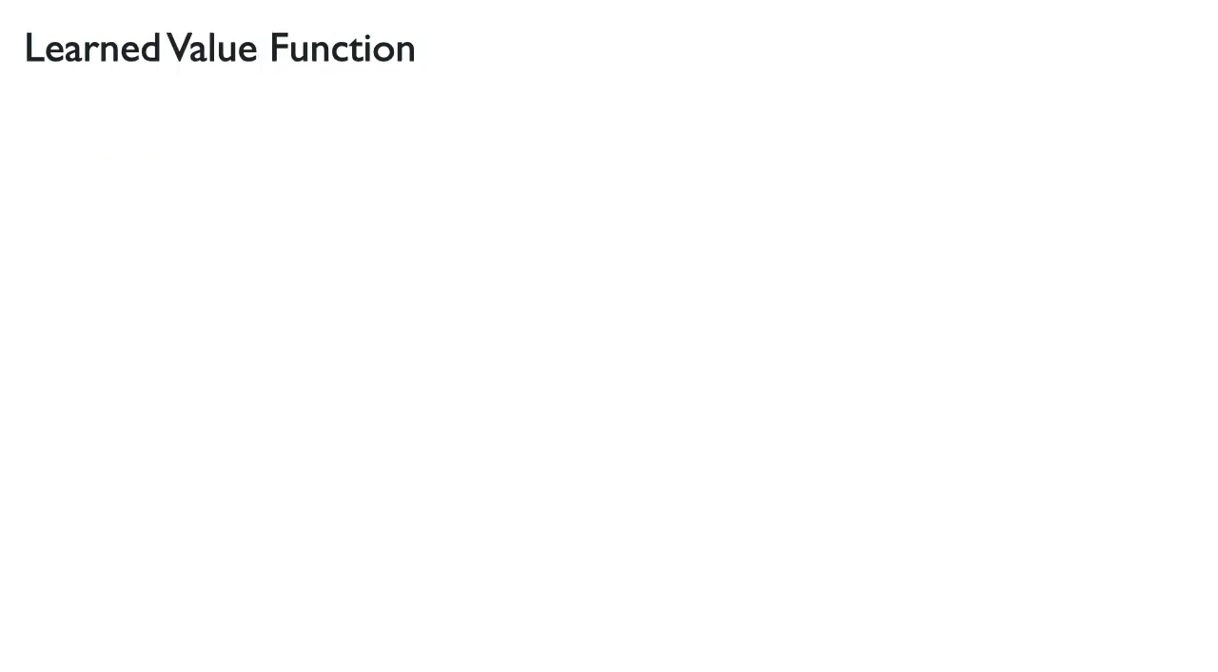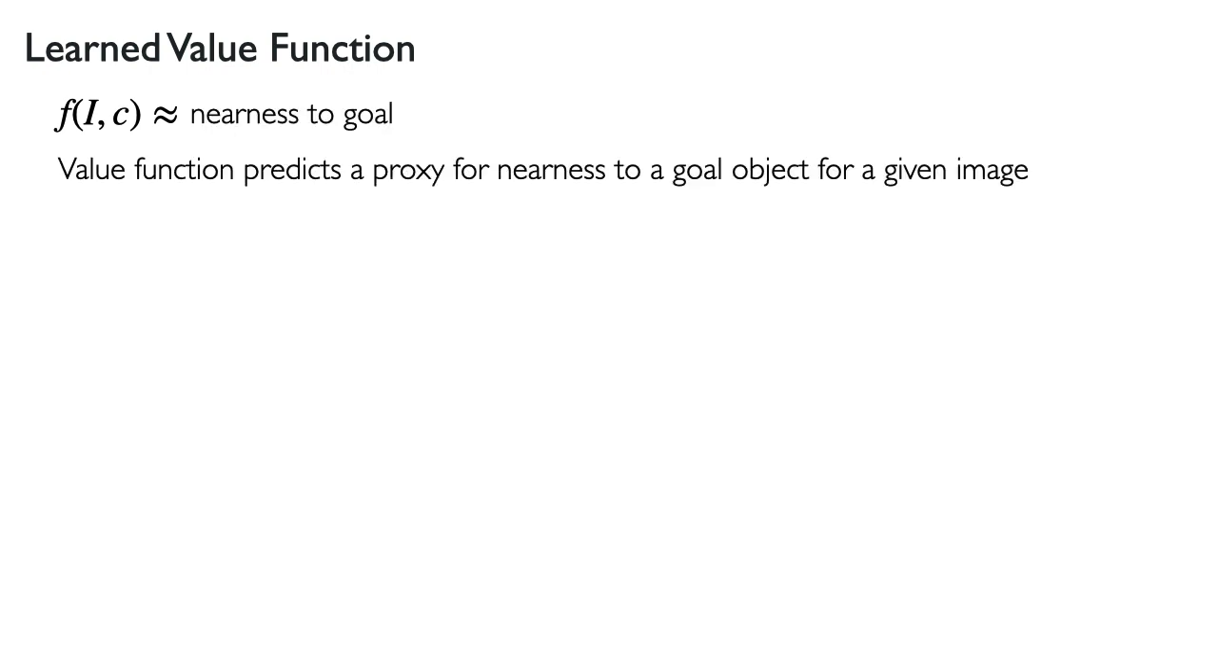Our learned value function takes in an image and object class, and predicts a value which is a proxy for the nearness to a goal object in the agent's action space. This is to say, it predicts a higher value for images oriented towards a goal object, and a lower value for images oriented away from a goal object.